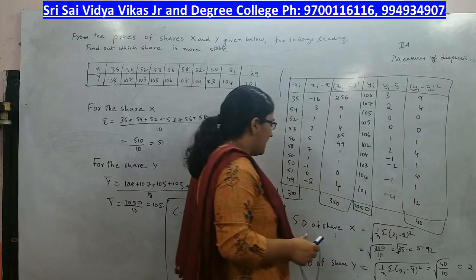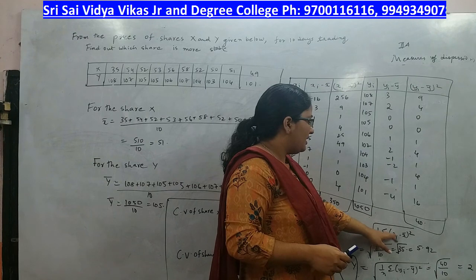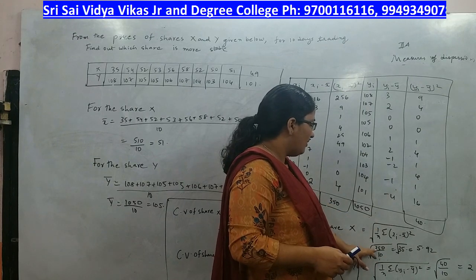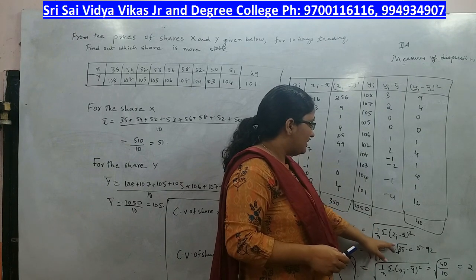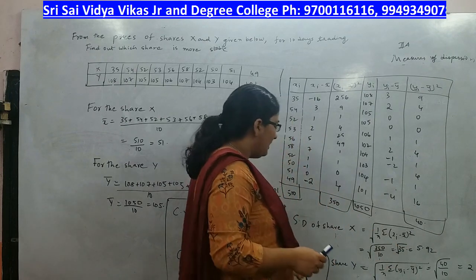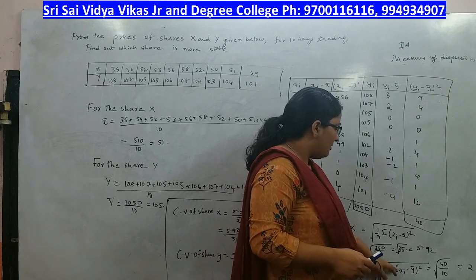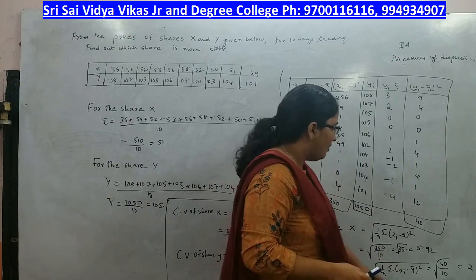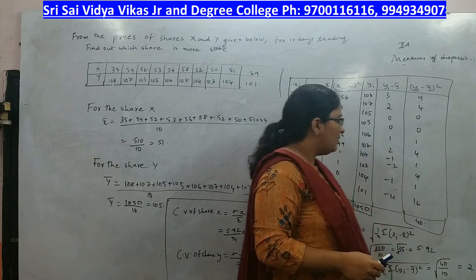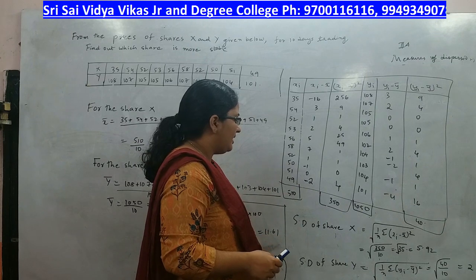Then we are finding the standard deviation of share x, which is root of 1 by n summation xi minus x bar whole square. That is root of 350 by 10, that is root 35, which is 5.92. Then the standard deviation of share y, root of 1 by n summation yi minus y bar whole square, that is root 40 by 10, which is equal to 2. You got sigma of share x, you got sigma of share y.